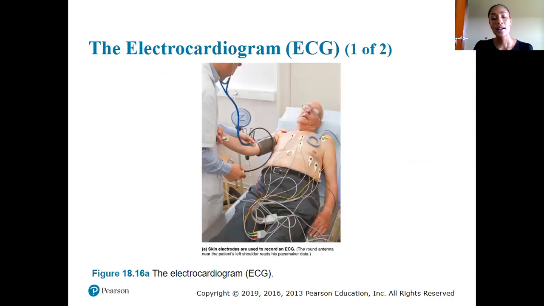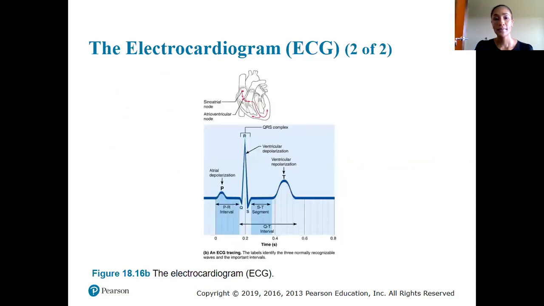So here we have a diagram showing a gentleman with the skin electrodes placed on him so that we can record his ECG. And then here we have a diagram showing us the electrocardiogram or ECG reading. So when you're looking at it, we see that our P wave is here. Remember, this is going to show us atrial depolarization. Then here we have our QRS complex.